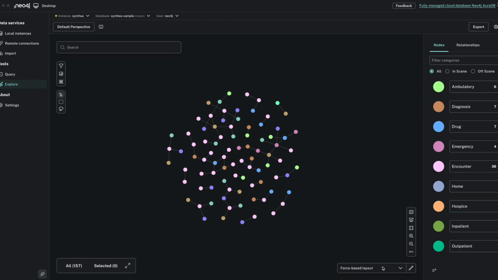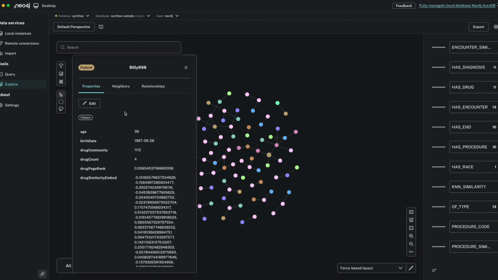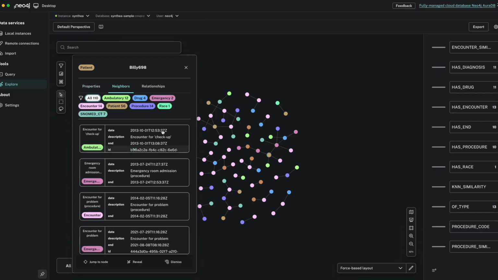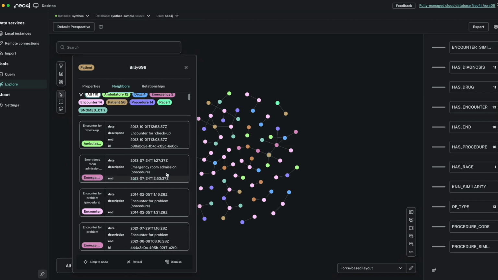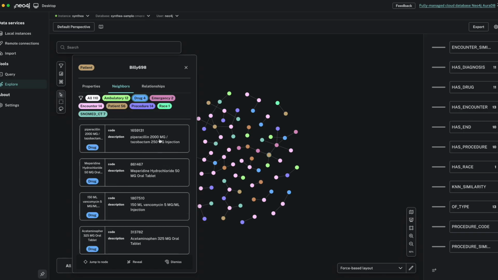The application uses the Synthea dataset developed by MITRE, and it's been loaded into a Neo4j graph database. Here's a small sample from the database. There are a variety of different nodes and relationships in the database. Let's look at one node of patient Billy698. You can see his birthday and other information, including a few node embeddings that we will use to find similar patients. The neighboring nodes provide great context on Billy that help with retrieval augmented generation tasks. You can see that Billy has been to the emergency room a couple of times and has taken 4 drugs.